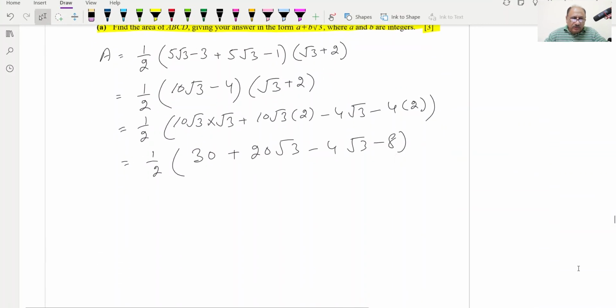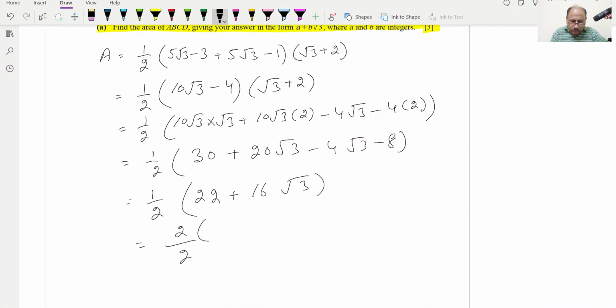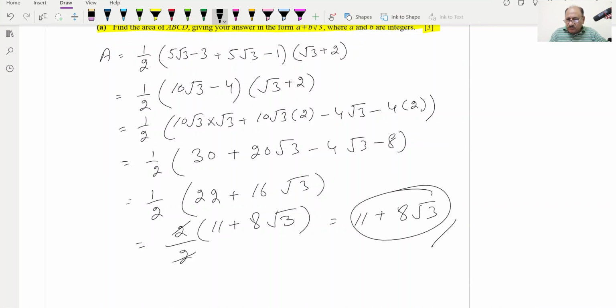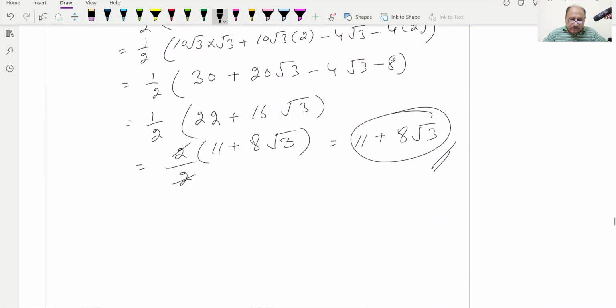And now further we can simplify. This will be 1 by 2, and 30 minus 8 will be 22 in brackets. So 22 plus 20 under root 3 minus 4 under root 3, and this one we can write 16 basically, plus 16 under root 3, and we can take 2 common and over 2, and this will be 11 plus 8 under root 3, and this 2 will be cancelled. So this is equal to 11 plus 8 under root 3, and this will be our final answer for this question. This part is the 3 marks part.